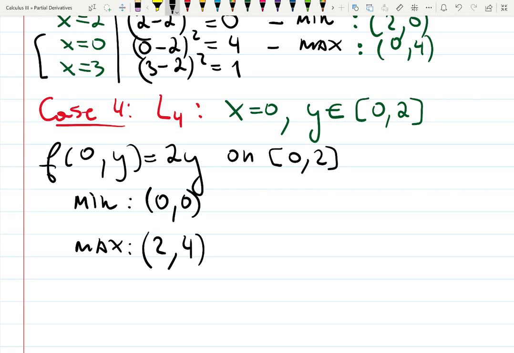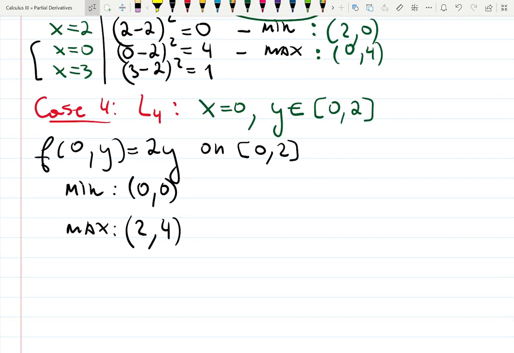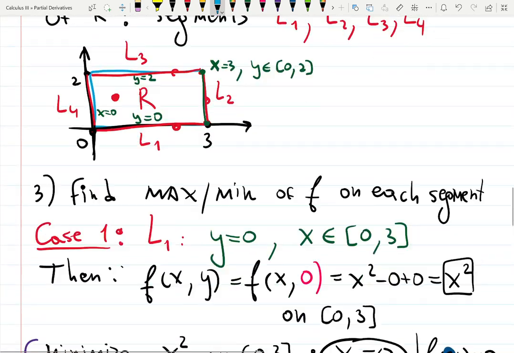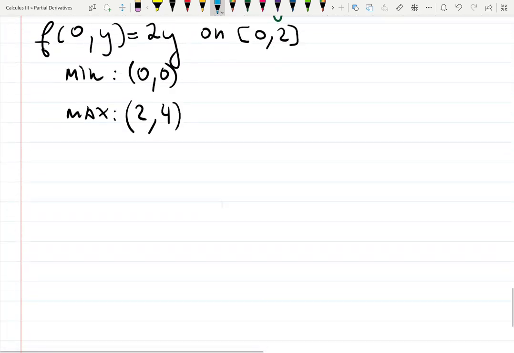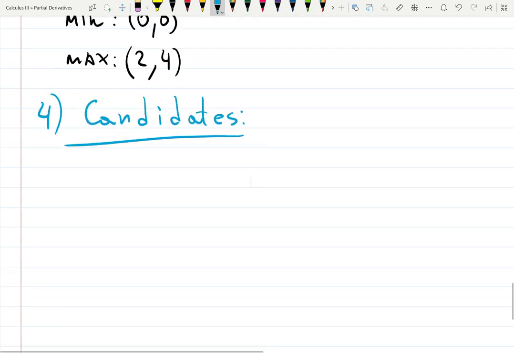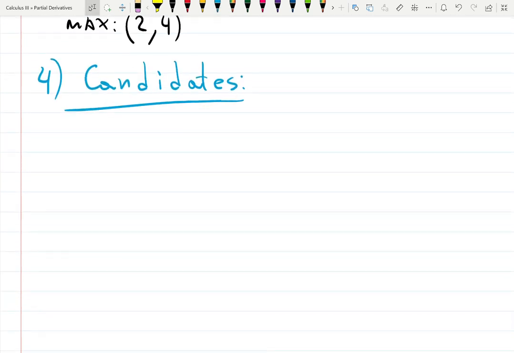Do you agree on this? These are candidates, so let's finish the steps. What did I use for steps? Step 3. This is step 4 now, the last one. So our candidates. Let's list all the candidates. You can list them in a list.